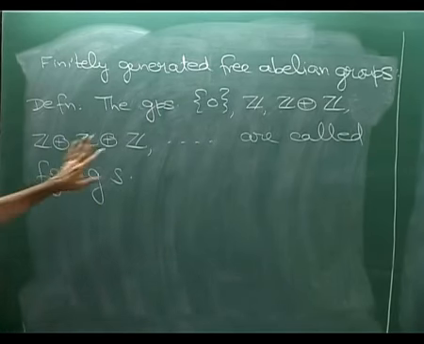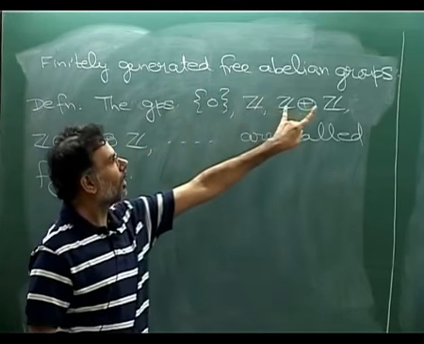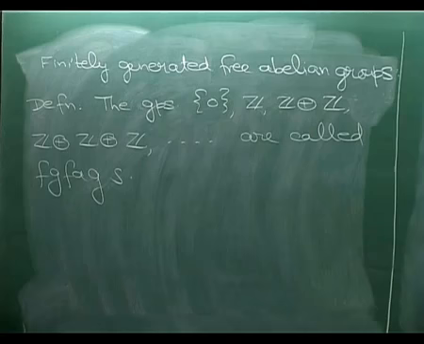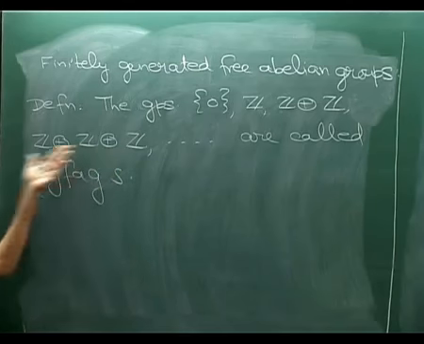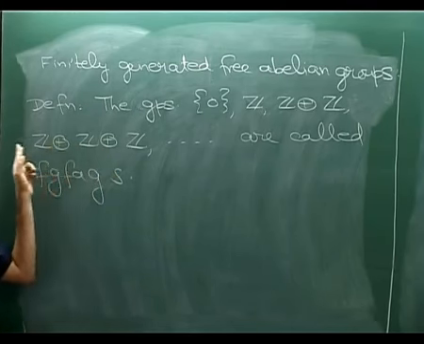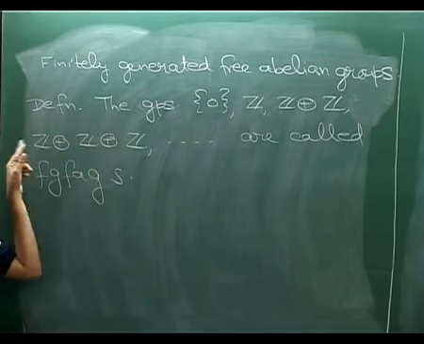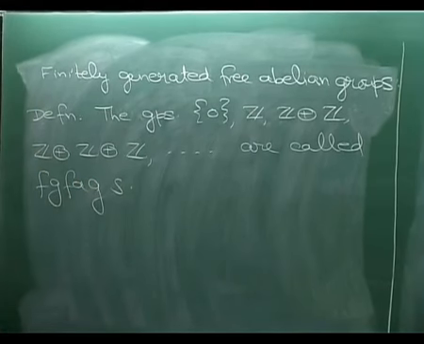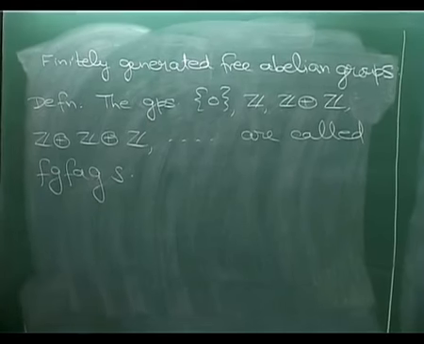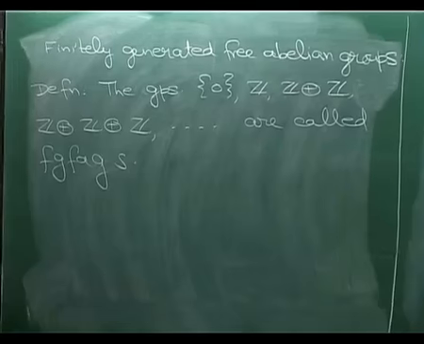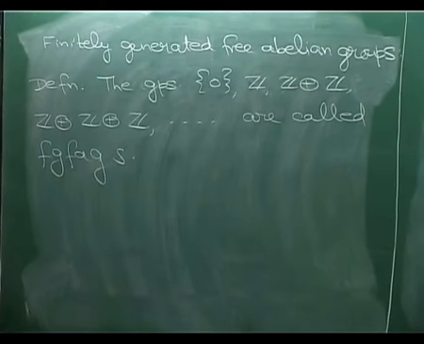0 copies of Z means it's just the 0 group. 1 copy of Z is just Z. 2 copies of Z is Z direct sum Z. All these groups are called finitely generated free abelian groups. So first notice that they are indeed finitely generated, right? A finite direct sum of cyclic groups is always finitely generated. This, for example, is generated by 3 elements, (1,0,0), (0,1,0), (0,0,1). Any element there can be expressed as a Z linear combination of these 3 elements, right? So these are finitely generated and these are called free abelian groups for a reason we will get to in a second.